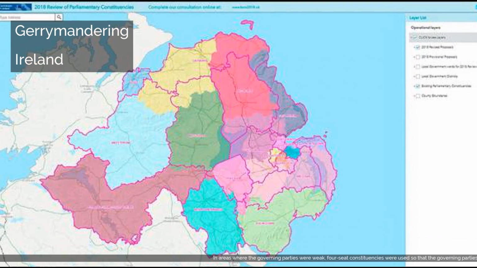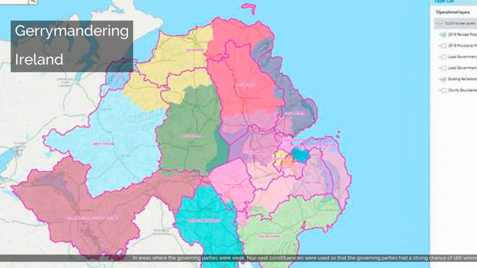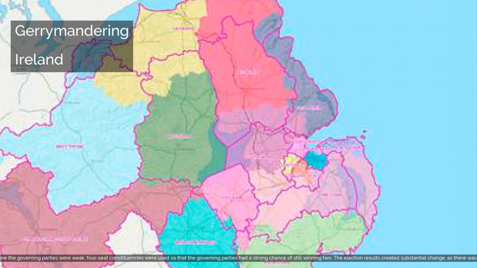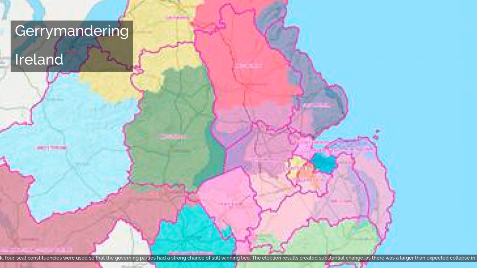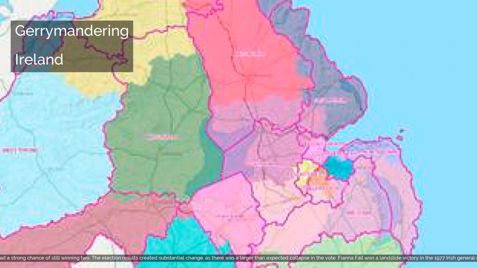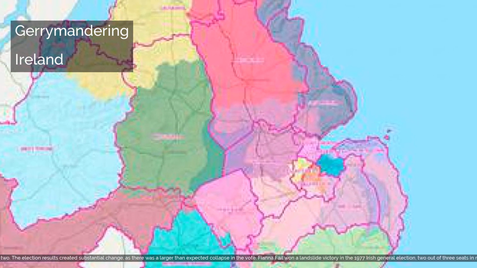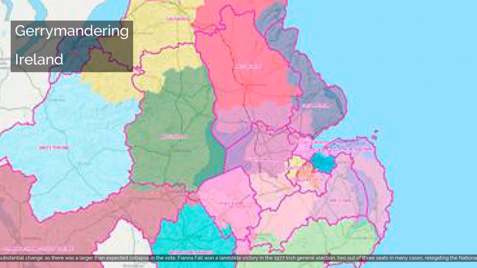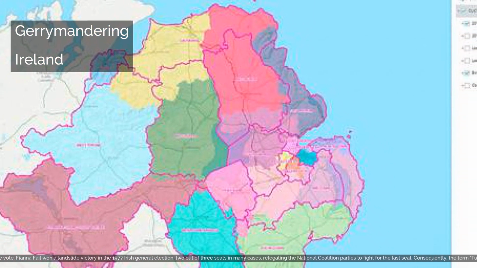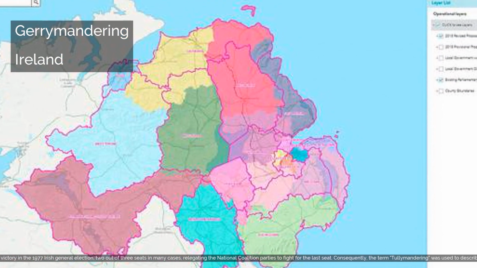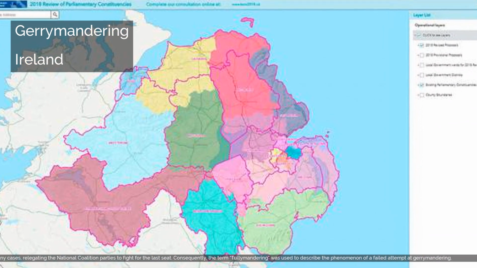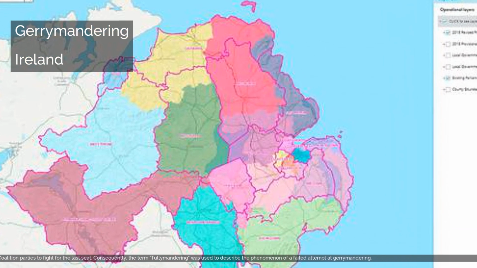In areas where the governing parties were weak, 4-seat constituencies were used so that the governing parties had a strong chance of still winning too. The election results created substantial change, as there was a larger than expected collapse in the vote. Fianna Fáil won a landslide victory in the 1977 Irish general election, 2 out of 3 seats in many cases, relegating the national coalition parties to fight for the last seat. Consequently, the term "gerrymandering" was used to describe the phenomenon of a failed attempt at gerrymandering.